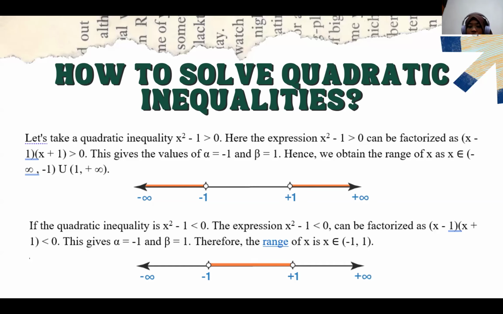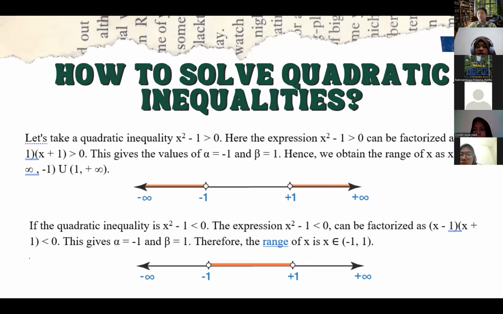Hence we can obtain the range of x as x is an element of open brackets negative infinity and negative 1 close bracket, union the open brackets 1 and positive infinity close brackets. Take a look at this linear plot. The range value of x in this graph is highlighted with orange color.